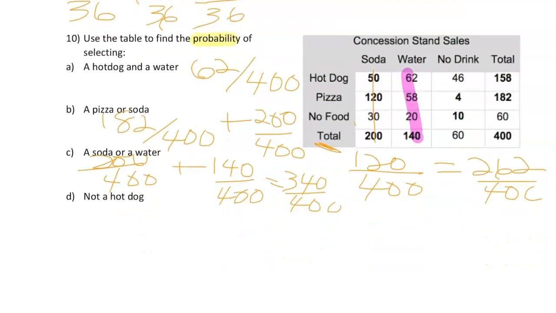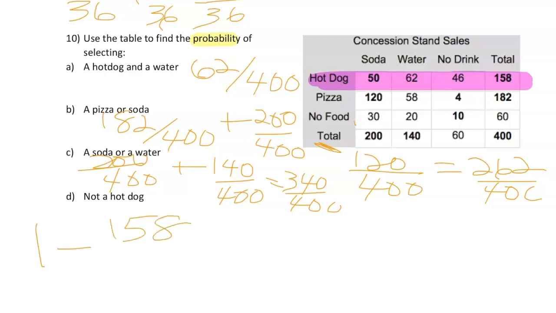So what's your probability, the very last question, of getting not a hot dog? I think the easiest way to do this is with the complement. So what's the chance of getting a hot dog? 158 out of 400. So therefore, not a hot dog is 1 minus 158 over 400.